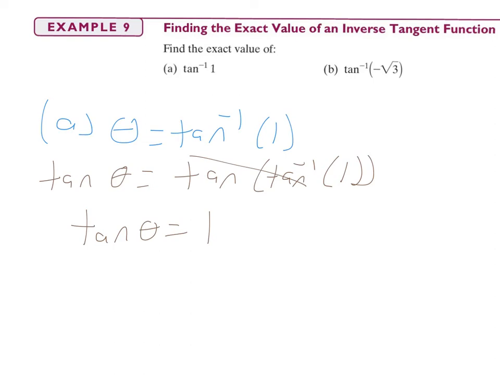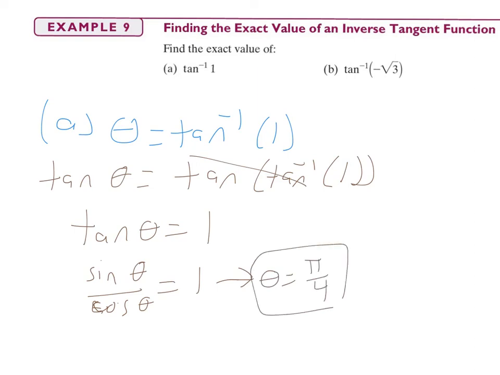In order for tangent to be equal to 1, that means sine over cosine has to be equal to 1. In order for sine over cosine to be equal to 1, the sine and cosine have to be equivalent. They have to be the exact same thing. That only happens when theta is pi over 4 or 45 degrees.